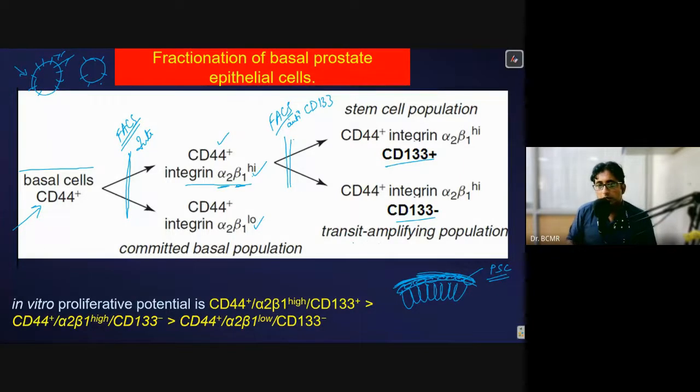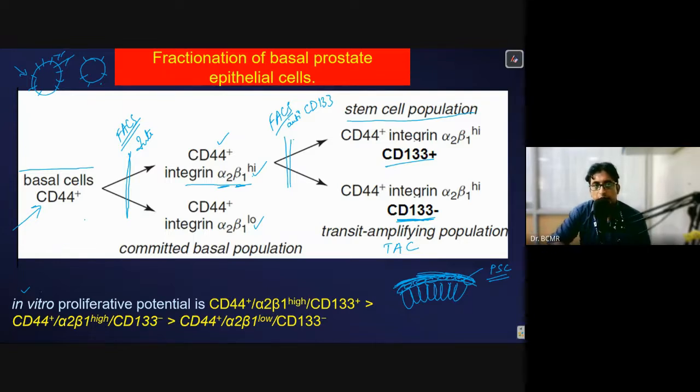CD133 minus cells happen to be the transit amplifying cells, whereas the CD133 plus cells happen to be the stem cell population. So if you look at it, how did they do that? They used in vitro proliferative potential. How long can a cell divide? How many times can they divide?